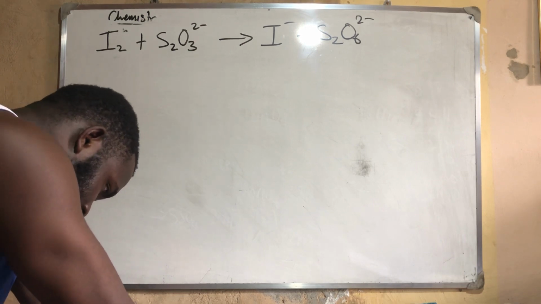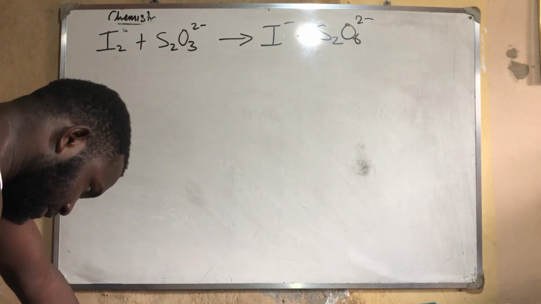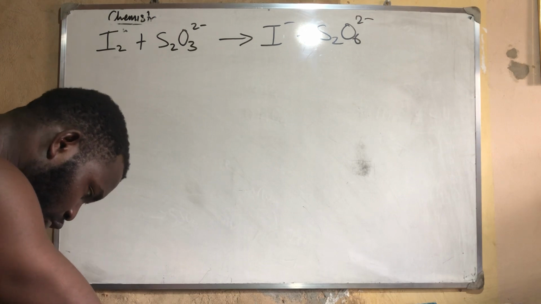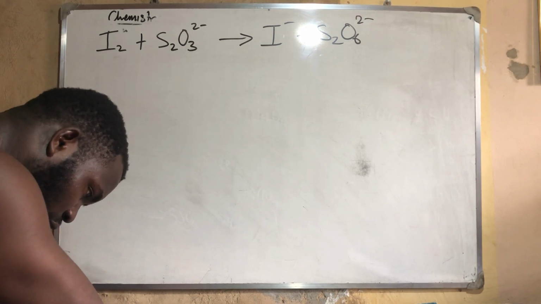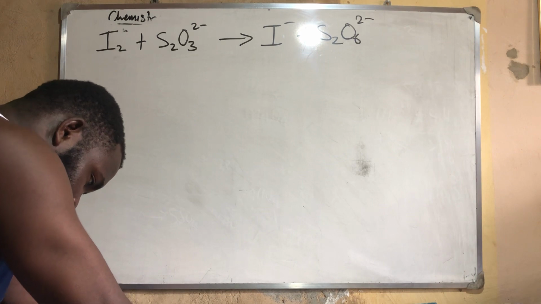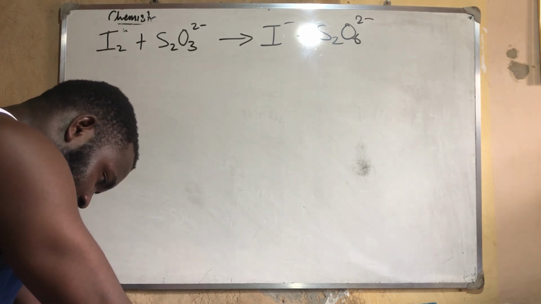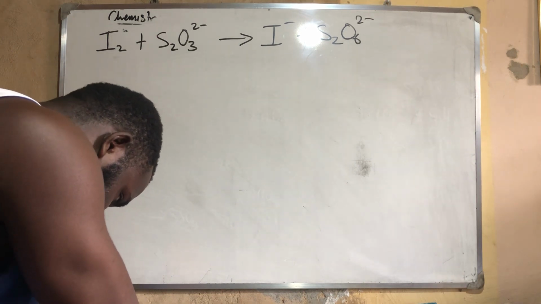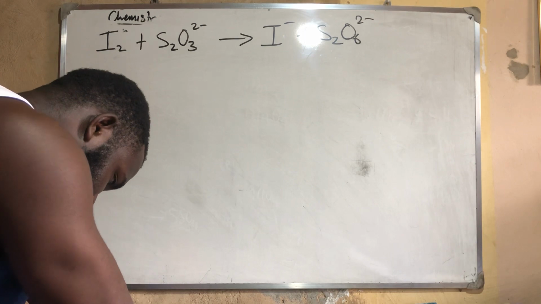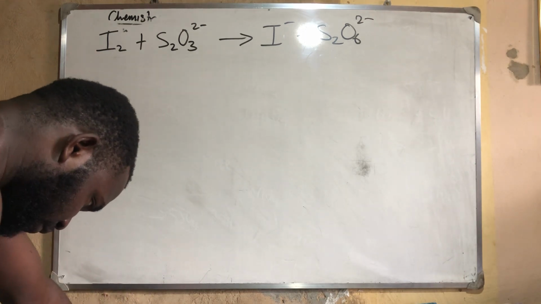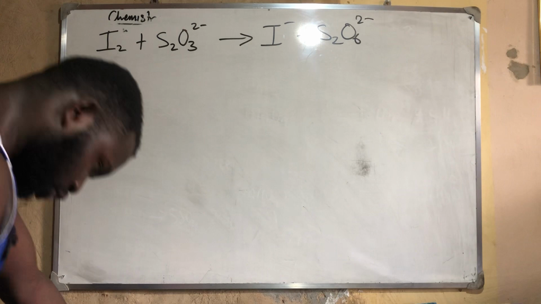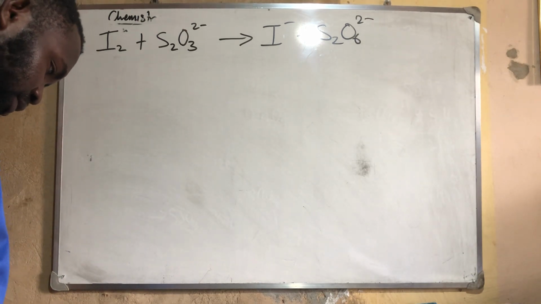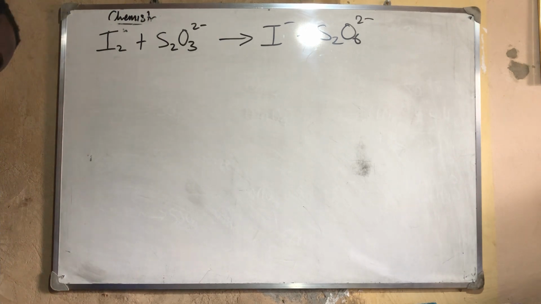Test for oxidizing agent. Number one, the following tests are used to determine the presence of an oxidizing agent. Number one, an oxidizing agent changes the color of iron(II) from green to brown. Number two, an oxidizing agent deposits a yellow solid on reacting with an aqueous solution of sulfide. The yellow solid deposited is sulfur.